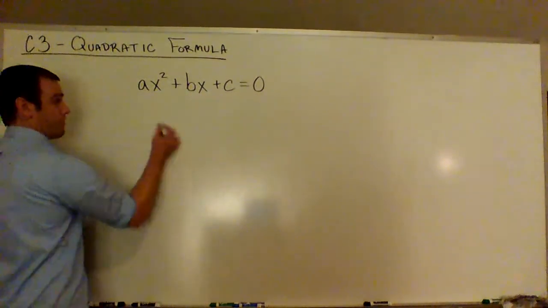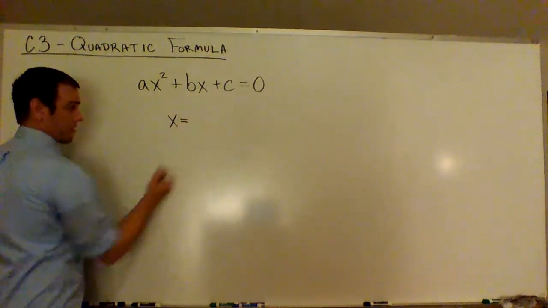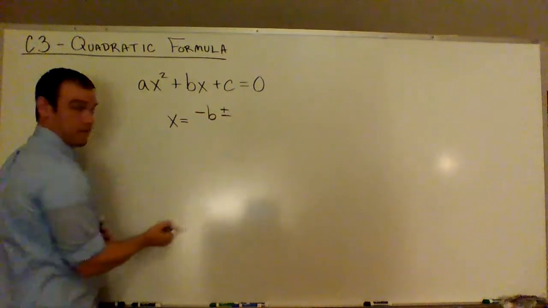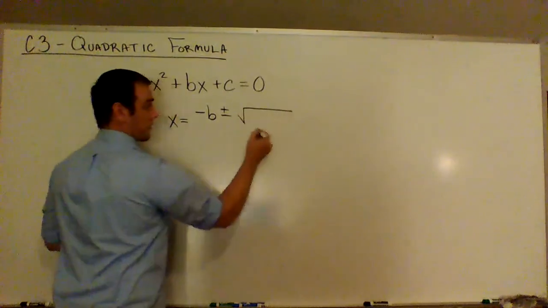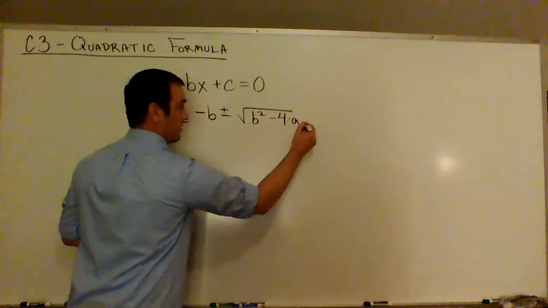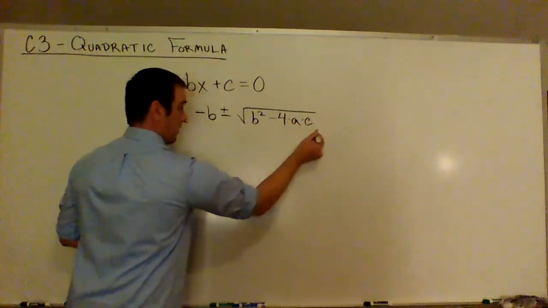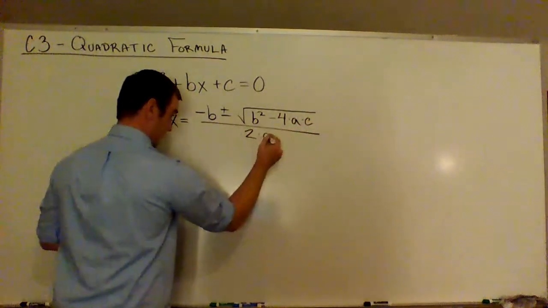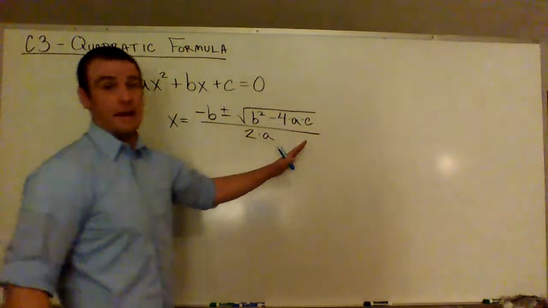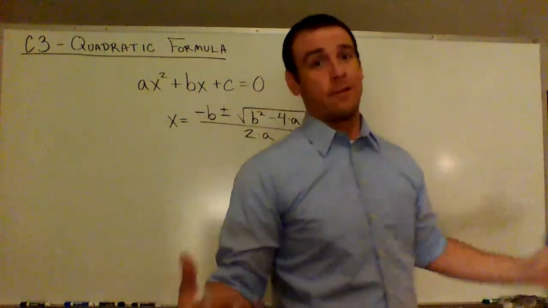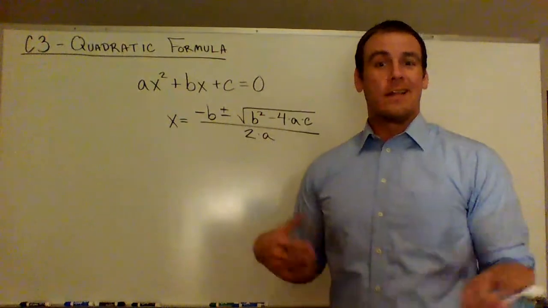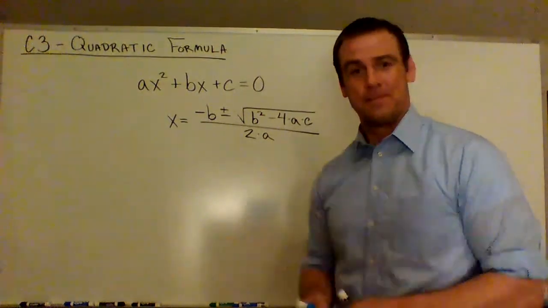So the quadratic formula is actually going to be x equals negative b plus or minus the square root of b squared minus 4 times a times c, all over 2 times a. Alright? You guys have to have this formula memorized. It's one of the only formulas I'm going to make you memorize right now. Okay? So there you go. Let's get to our first one, shall we?